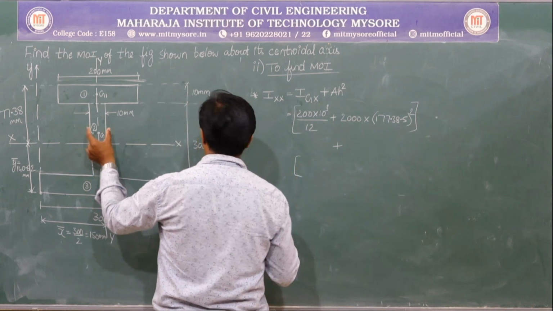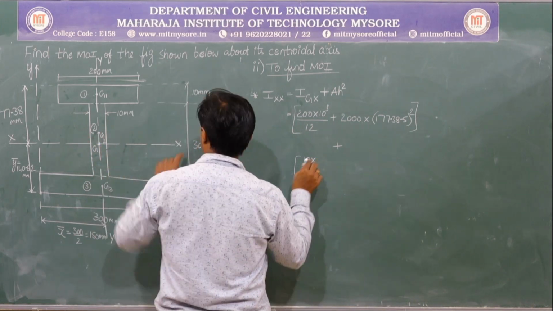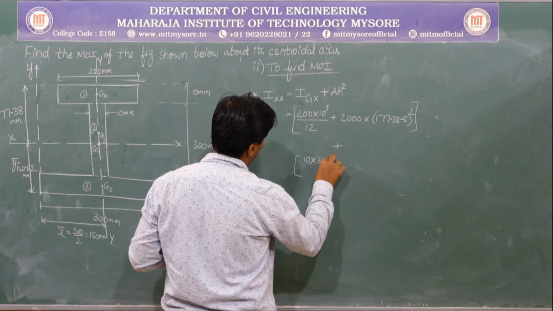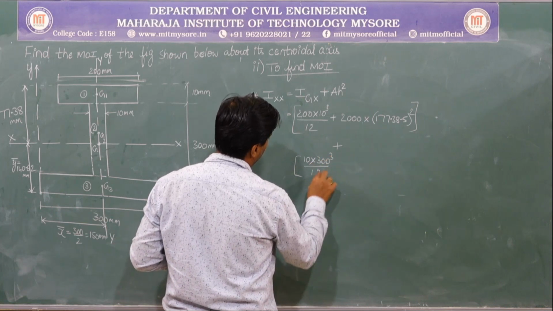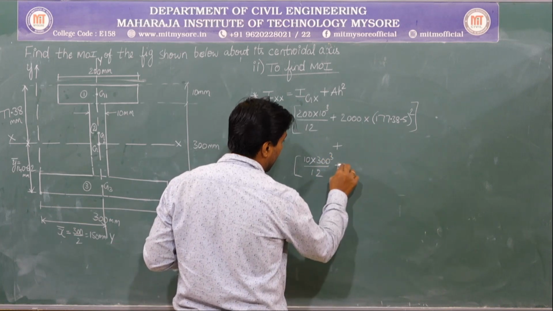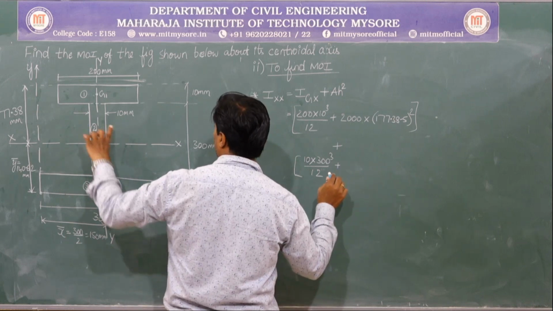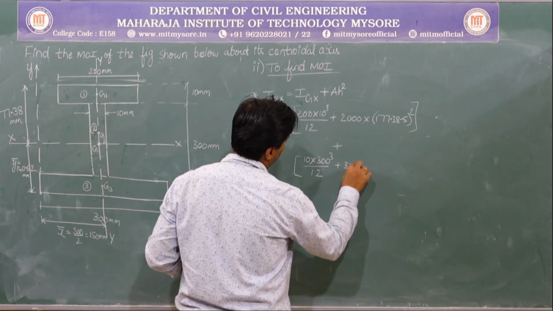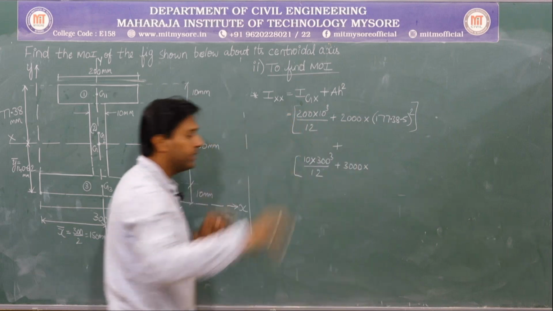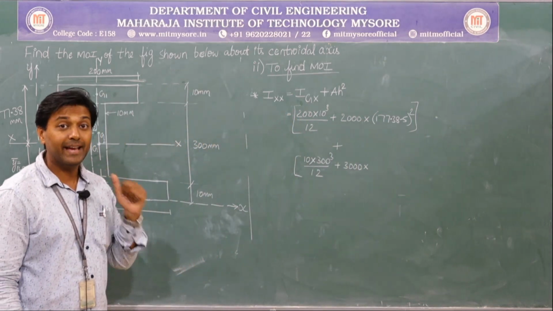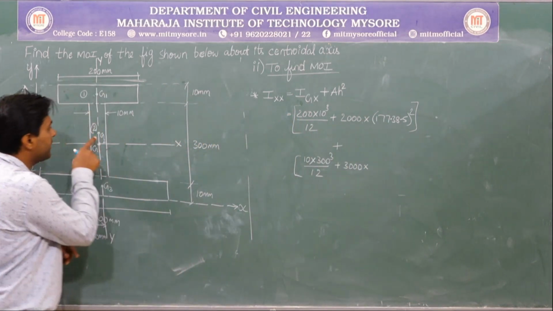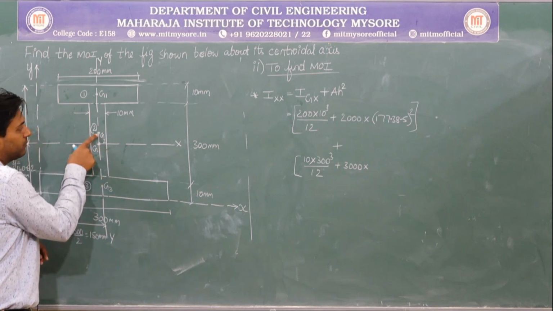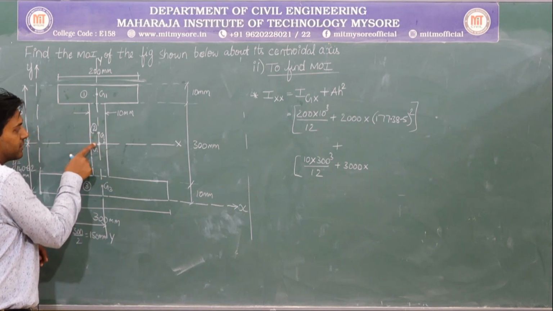So what is B now? 10. What is D now? 300 cube by 12 plus AH square, area, breadth into depth. So that is 3000. Into now the important thing comes into picture. What is that H? It is the distance between the centroid of the Kernson diagram till this reference axis.